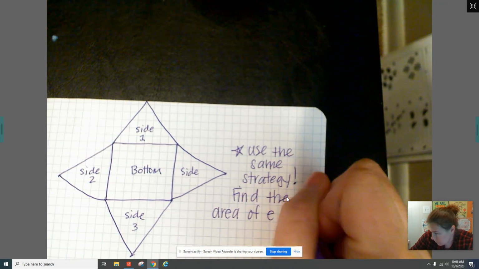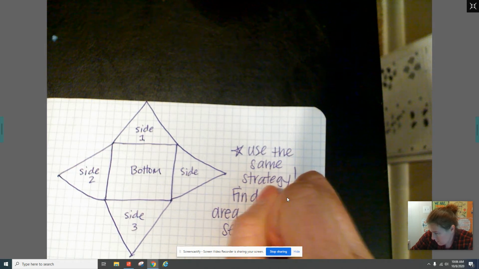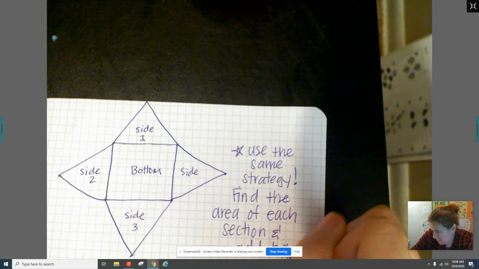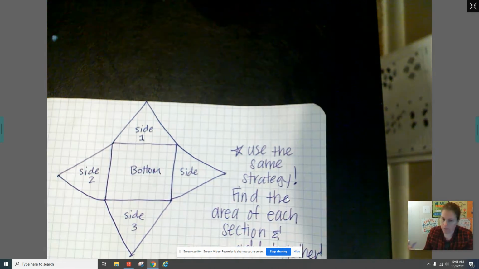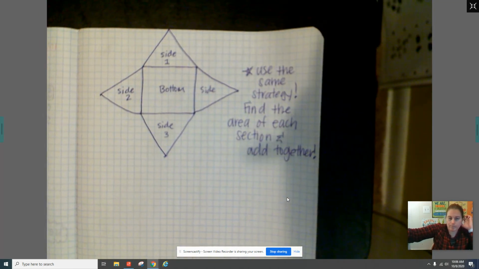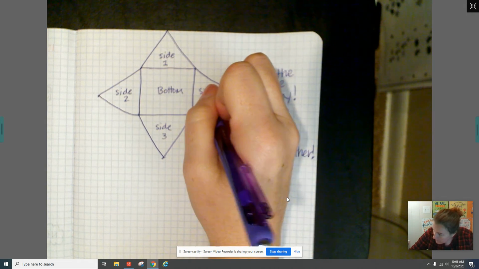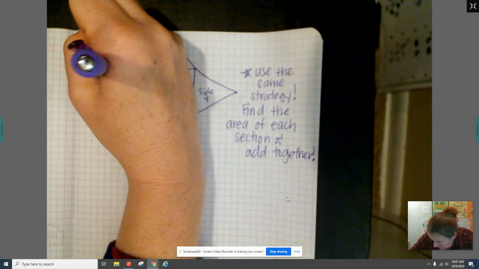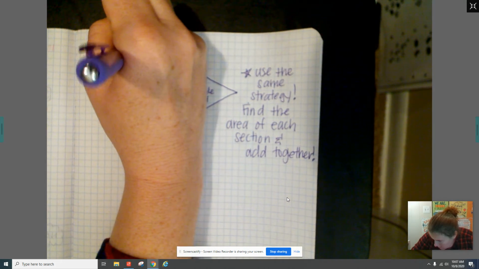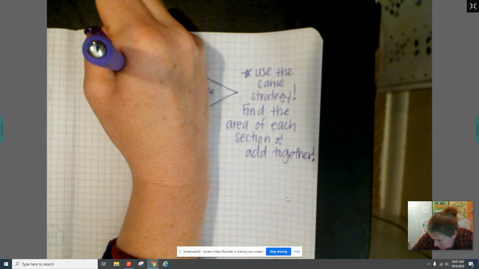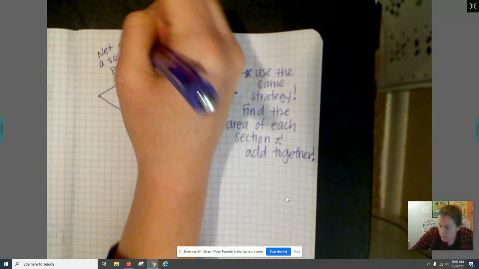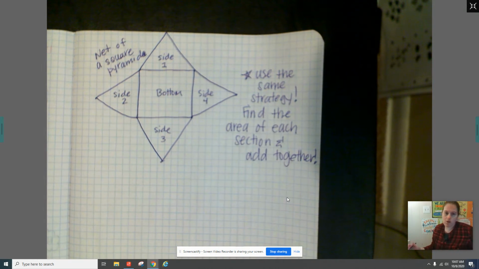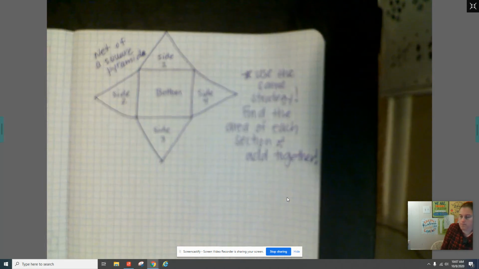Find the area of each section and add together. Okay. Sorry. Oh, this is side four. What was I thinking? All right. So this is actually going to be the net of a square pyramid. Just like the Pyramid of Giza that we looked at a few weeks ago, okay? So you find the area of each section and then add them together, okay?